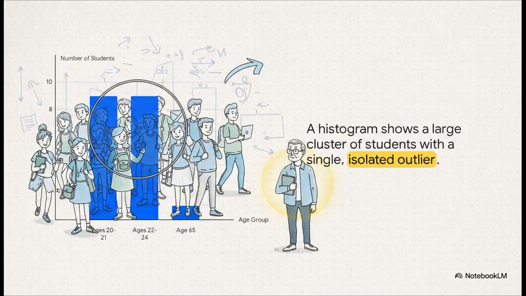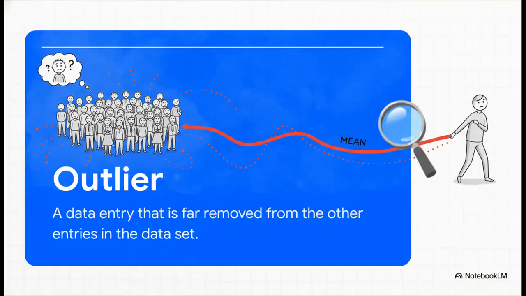And here's why it feels off. When you actually look at the data, it's pretty clear. Most of our students are all clustered together on the left, right there in their early 20s. But then you look way, way over on the right. Yep, we have one student who is 65 years old. Right, so this lone data point, this is what statisticians call an outlier. It's a value that's just way out there, far away from everybody else.